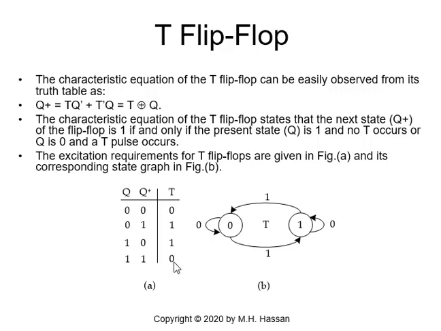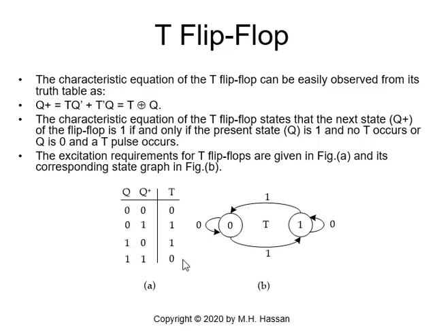Now the state graph for the T flip-flop: we have two stable states, 0 when Q is 0 and 1 when Q is 1. When we transition from 0 to 0, it means we are remaining in state 0, and T is 0. 0 to 1, we need T to be 1. If we remain in 1 to 1, we need T to be 0. And if we go back to state 0, we need T to be 1. So 1 to 0, we need T to be 1, as you see in the excitation requirement table.